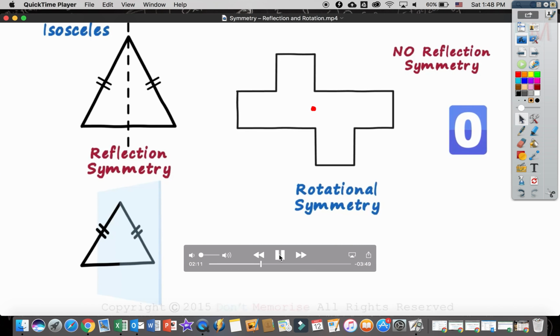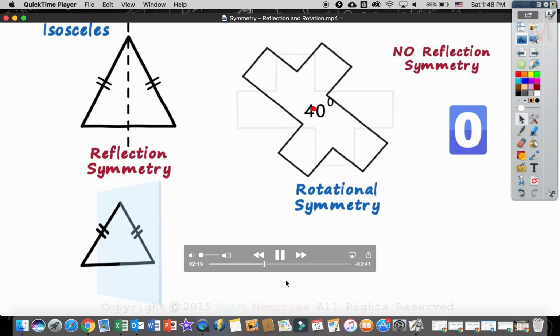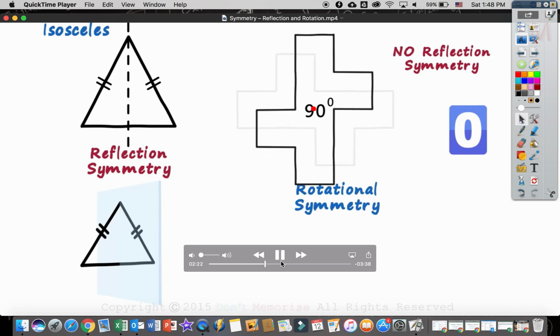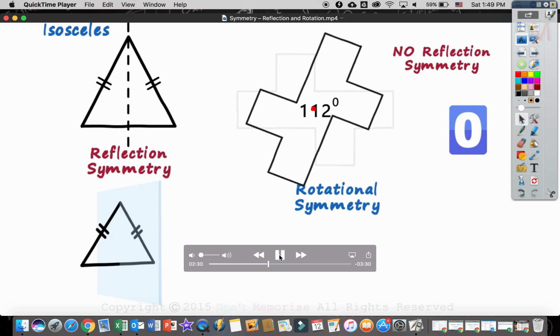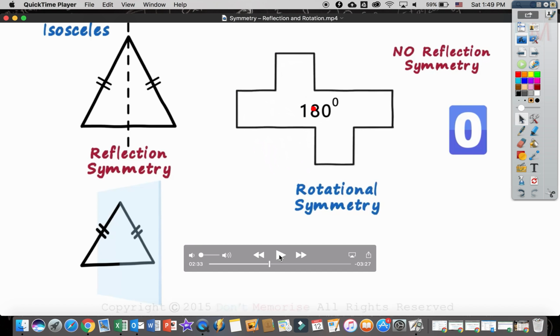Let's start turning in a clockwise direction. 0 degrees. 90 degrees. Let's check at 90 degrees. It's not the same as given, so my counter is still 0. Let's go on. At 180 degrees, the shape looks the same as given, so my counter needs to be 1 now.